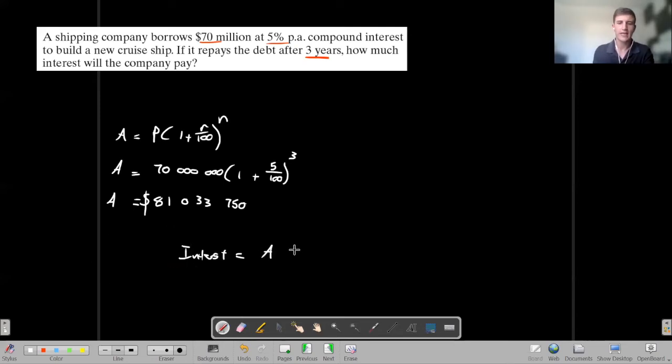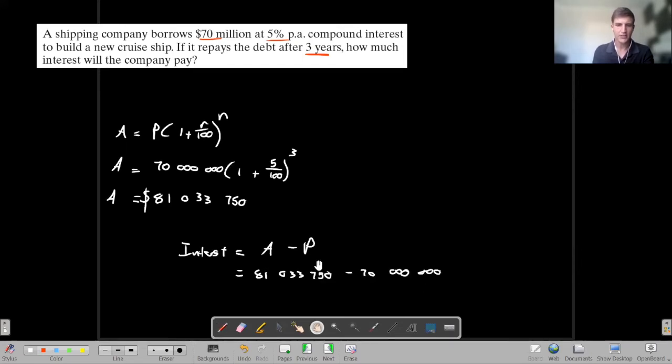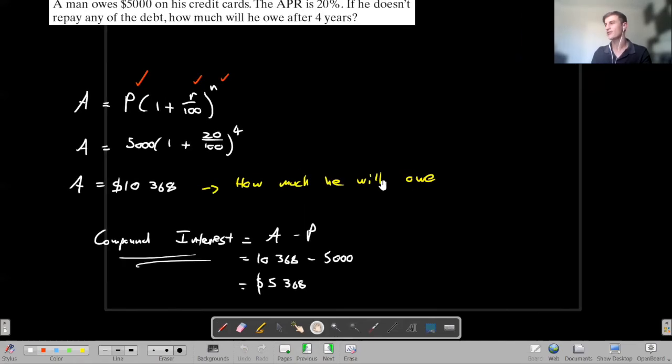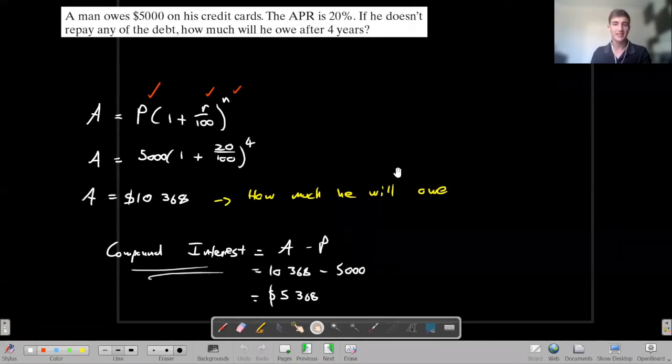That's equal to A minus P, and this is equal to this final amount, 81,053,750 minus 70 million. You guys can see that this is just equal to 11 million, $33,750. And there we have it. That's the interest that we're actually going to pay. And just for interest's sake, to go back to this previous question, APR is annual percentage rate.